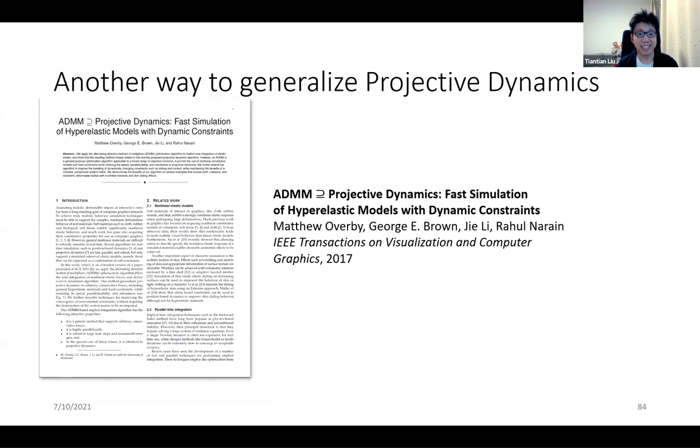Let's get back to simulations. Another group of researchers view projective dynamics as a very special case of ADMM. Since this is a line of good research, I'd like to talk about it here as well.